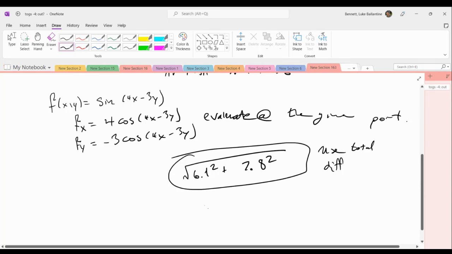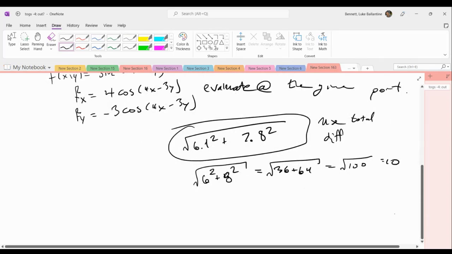Well, we know 6 squared plus 8 squared is 36 plus 64. Square root of 100 is 10. So we know something near it. So if we can find a function that sort of models this, then we can use total differential on it.